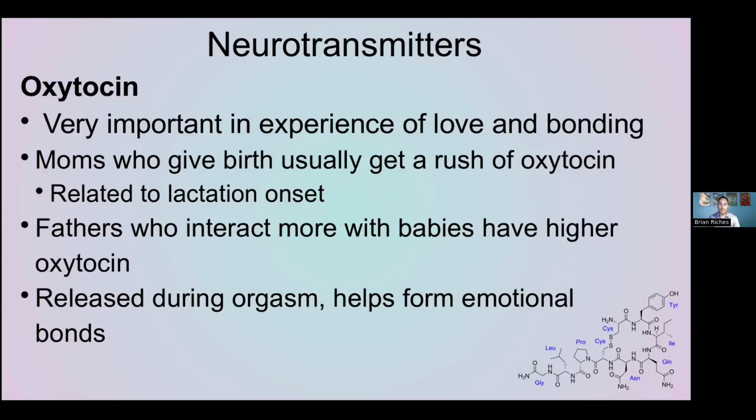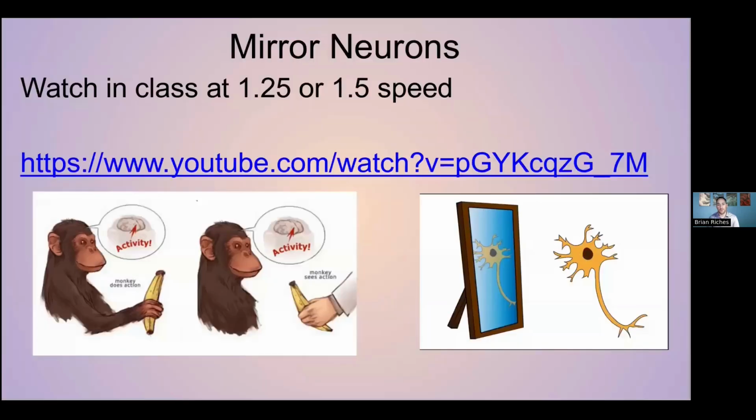All right, with that, let's look at a specific kind of neuron that's pretty neat. It's called a mirror neuron, and it really shows some of the capacities of our brain. I think this is a really fun story about how some neurons called mirror neurons work.